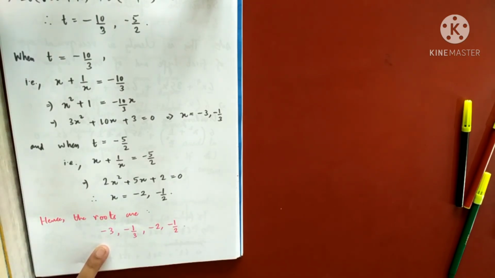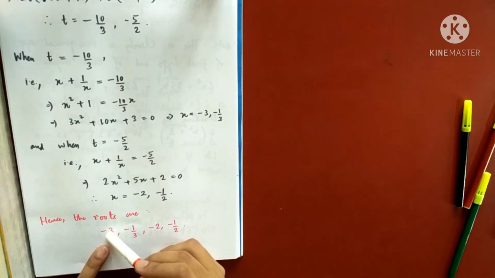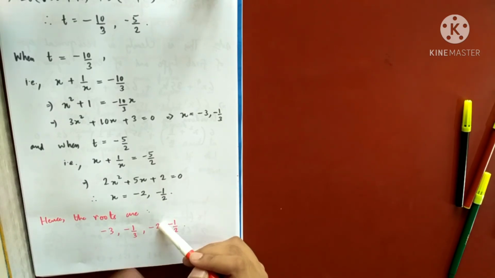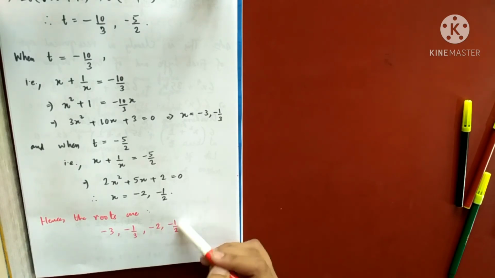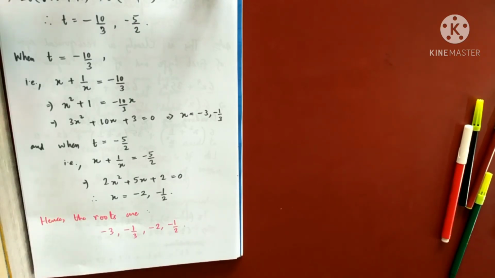Just check whether the reciprocal of each of the roots is also a root. What is the reciprocal of minus 1 by 3? It is minus 3, which is also a root. Minus 2, the reciprocal is minus 1 by 2, that is also a root. The reciprocal of minus 1 by 2 is minus 2, which is also a root. That means this was actually a reciprocal equation. If your roots are coming from something else like 5 and 2, then your solution is definitely wrong, because the reciprocal should also be a root of the original equation. Am I clear?